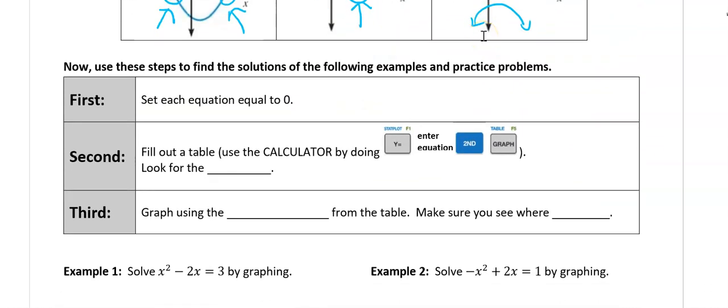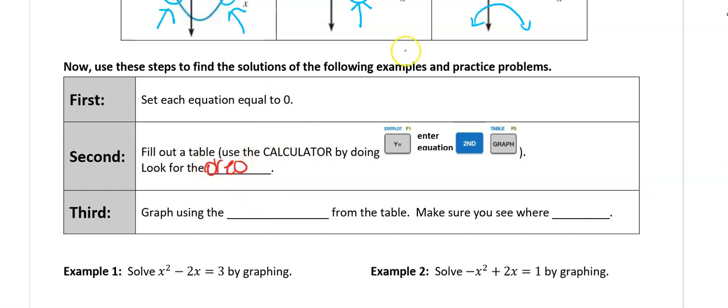Now, here are the steps to find the solutions of the following examples and practice problems. First, you set each equation equal to 0. Just like when it's y equals mx plus b, you have to fill out a table. You use the calculator by doing y equals, enter the equation, then second graph to look at the table, and you look for what I call the Oreo of it.